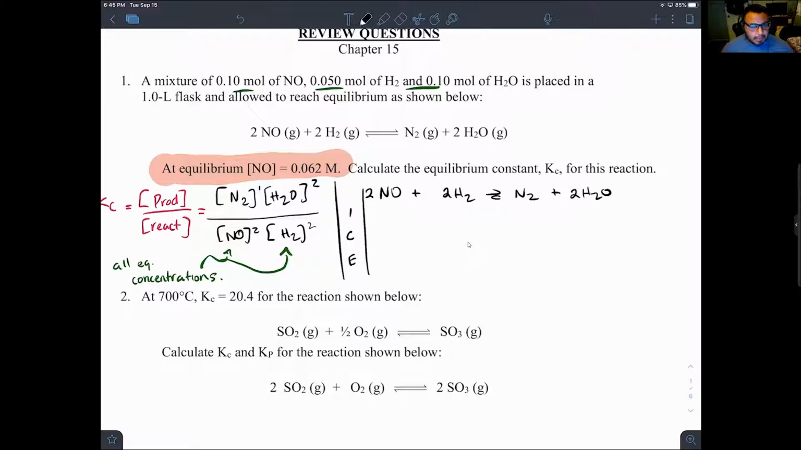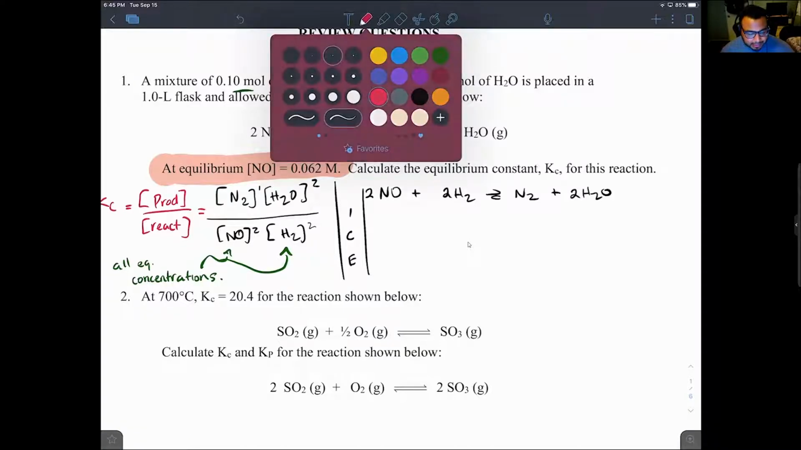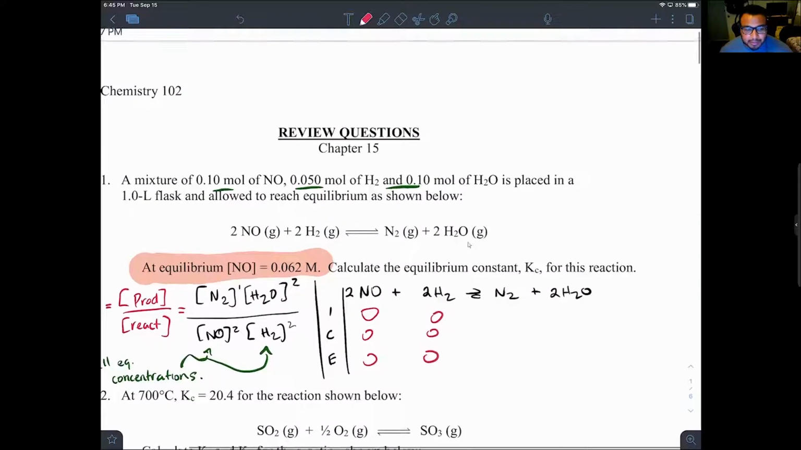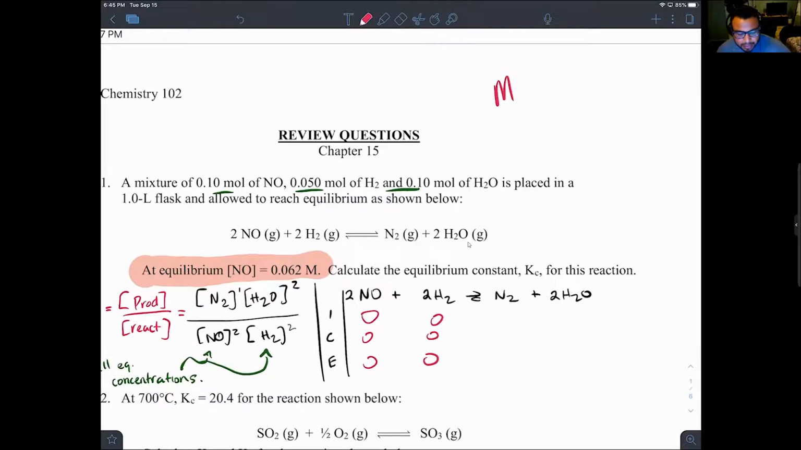Now I want to be really clear that the entries that go into these rows and columns are all concentrations. We don't use moles. We have to divide by the total volume to put concentrations in here. So just to be clear, molarity, capital M, is equal to moles per liter of solution.